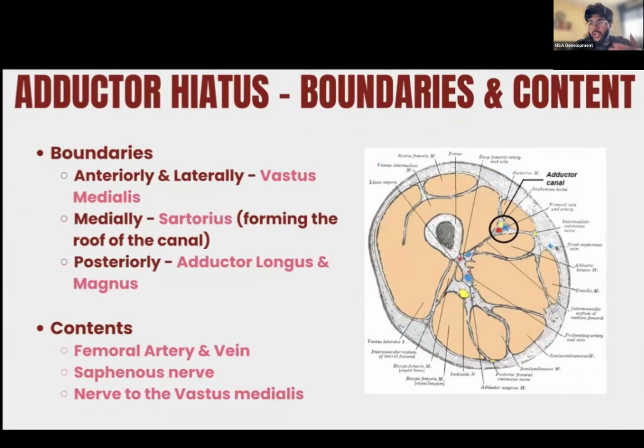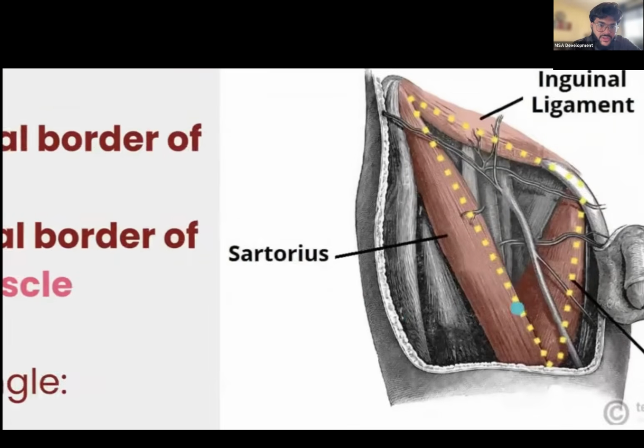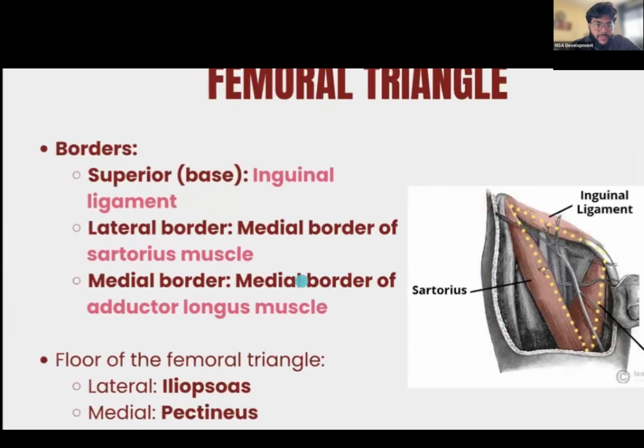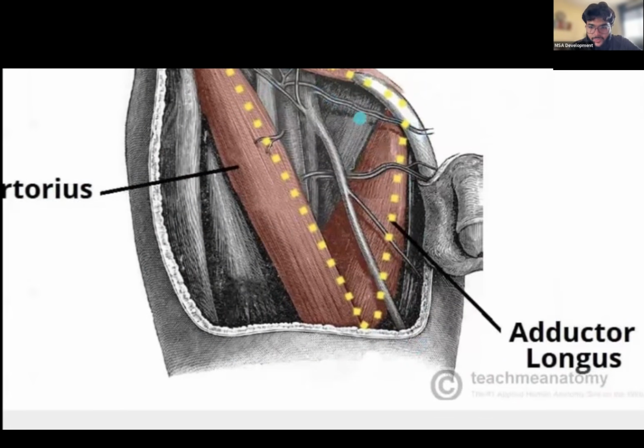Next up, since we're talking about gaps and places in the muscles, let's talk about the femoral triangle. The femoral triangle is a region on your anterior superior thigh. You have a triangle, and this triangle is your femoral triangle. The base of the femoral triangle is made by the inguinal ligament. Laterally is the medial border of the sartorius, the muscle that crosses. This is the sartorius. It makes the lateral border of the femoral triangle. Medially, you have the medial border of the adductor longus muscle.